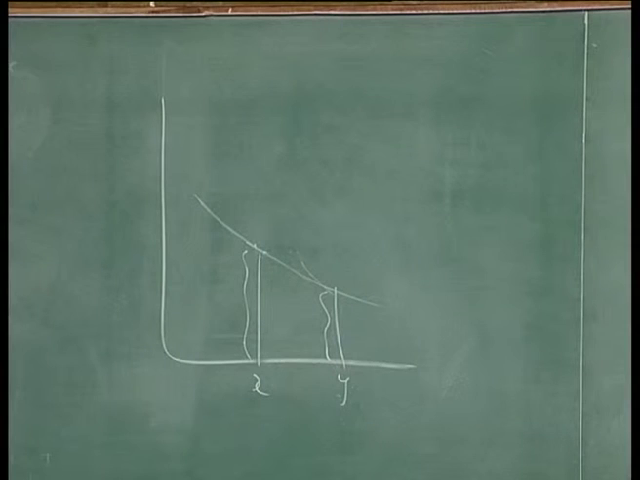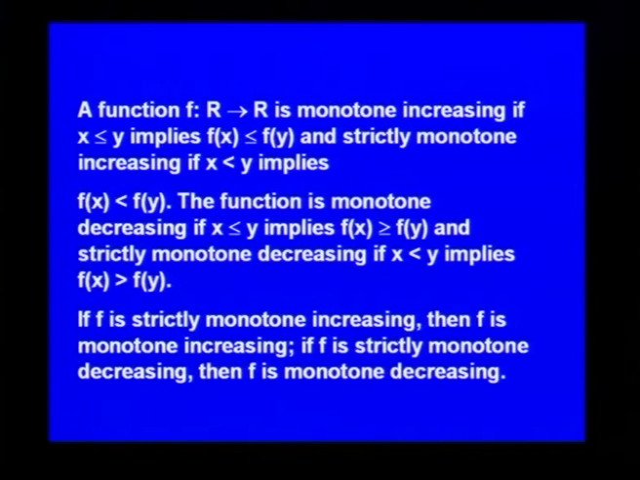This definition follows immediately. If f is strictly monotone increasing, then f is monotone increasing. Obviously, a strictly monotone increasing function will be monotone increasing, and a strictly monotone decreasing function will be monotone decreasing. The only thing is, in monotone increasing or monotone decreasing you allow less than or equal to or greater than or equal to, but in strictly monotone functions, you say f x should be less than f y or f x should be greater than f y, as the case may be.